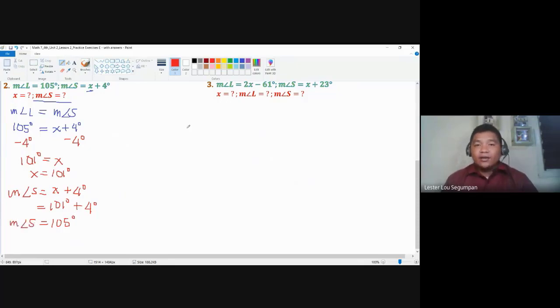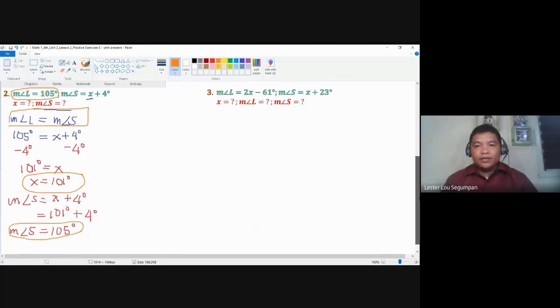You may do checking or simply observe the values for the measurement of angle L and the measurement of angle S. Since they are equal, this means this is satisfied, and that would mean that the value for x is correct. No need for too confusing checking here. Simply look at the given values or the computed values for both of them. If they are equal, that would mean your solution is correct, because that is what the vertical angle theorem is telling us, that the vertical angles are congruent or they have the same measurement.